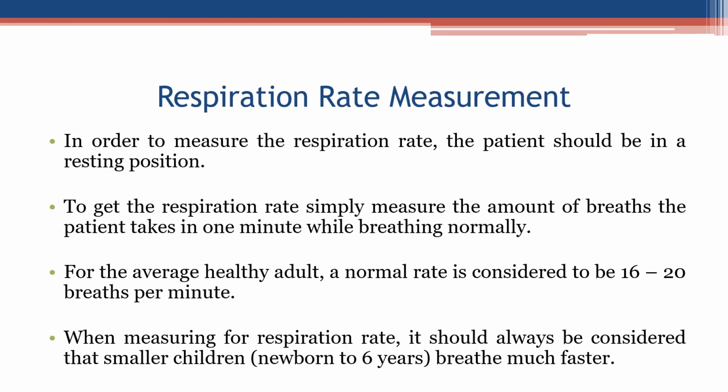Respiration rate measurement. In order to measure the respiration rate, the patient should be in a resting position. To get the respiration rate, simply measure the number of breaths the patient takes in 1 minute while breathing normally. For the average healthy adult, a normal rate is considered to be 16 to 20 breaths per minute. When measuring respiration rate, it should always be considered that smaller children, newborn to 6 years, breathe much faster.